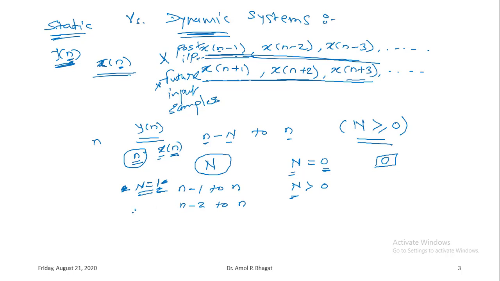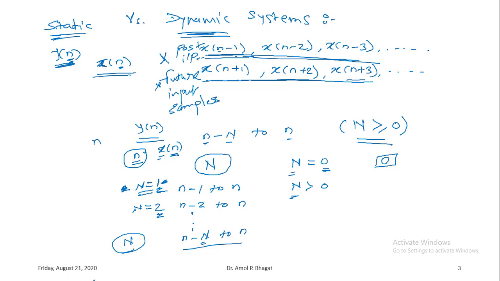In this case, capital N is equal to 2, so the system has a duration of 2 memory. That means it requires 2 memory units. Likewise, I can take capital N, which can be any value greater than 0, up to N. During this interval, it requires capital N units of memory for storing the input samples.